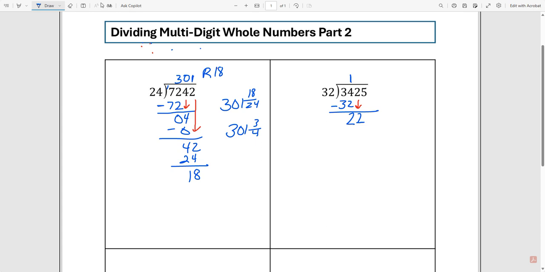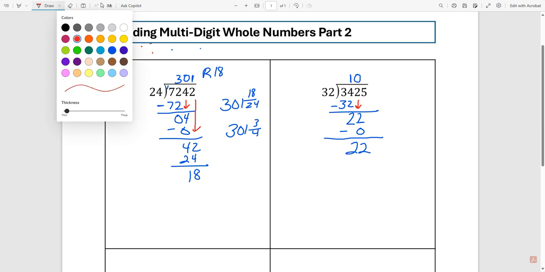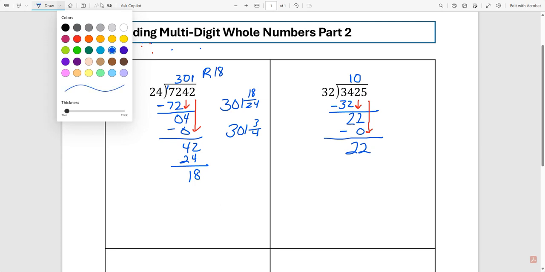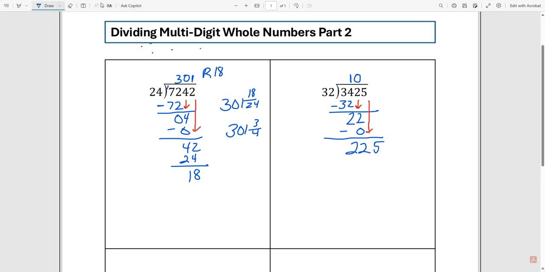22 can't be divided by 32, right? So that's 0, because 32 goes into 22 0 times. We need to account for that place. So 0 times 32 is 0, and 22 minus 0 is 22. Then we'll bring down the 5, and we have 225.